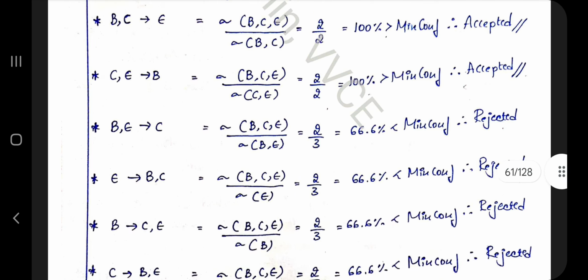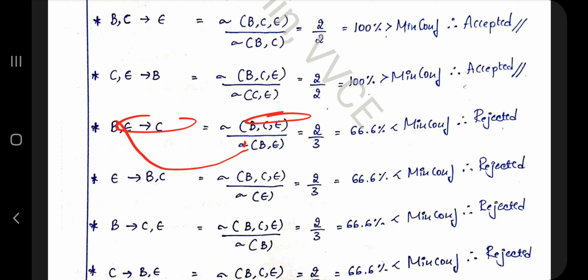Third one, BCE, how many times has it appeared, divided by BE, how many times has it appeared? 3 times, and here 2 times, so 66.6. It's less than 70, so it's rejected.